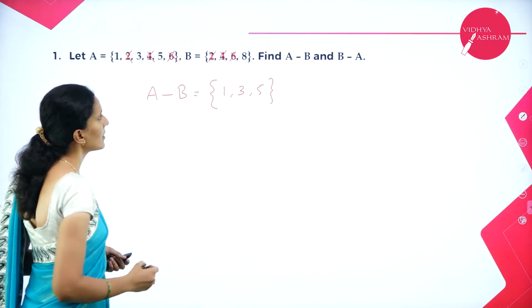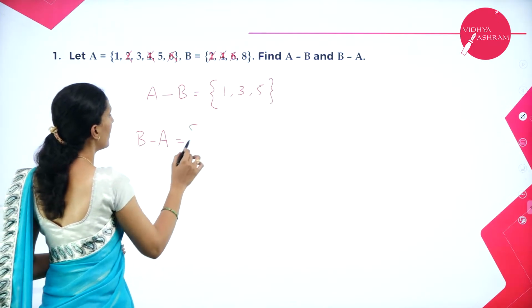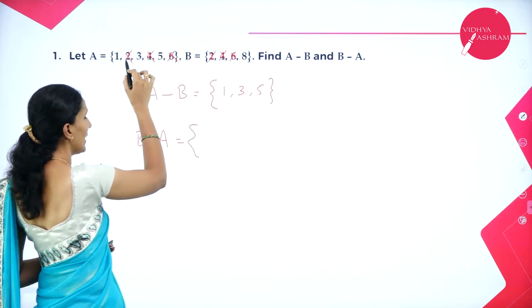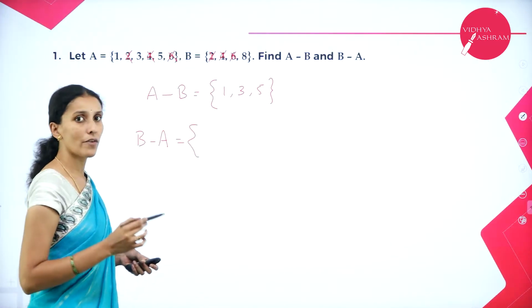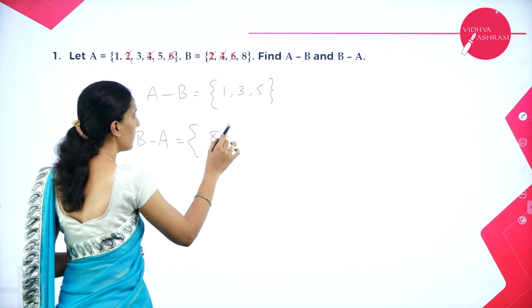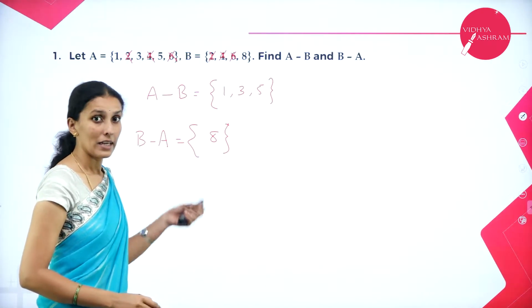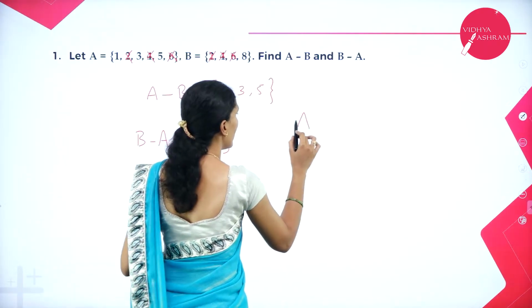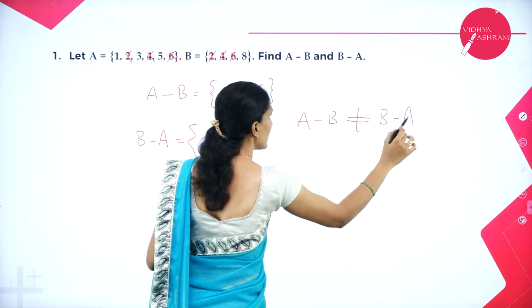Next, how is B minus A? B minus A, again, I cannot write 2 because it is contained in A. 4 is also repeated in A. 6 is also in A, so I cannot write it. So, except that, I can write only the element 8, because 8 is not in A. So, therefore, B minus A is {8}. Clearly, what you can observe here is A minus B is not equal to B minus A.